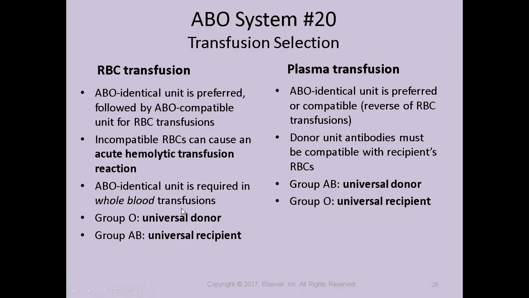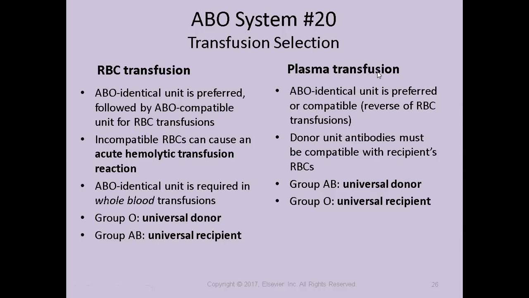Okay? As I mentioned to you all earlier, group O is the universal donor for red cells. When we're talking about recipient of red cells, group AB could receive the red cells from anybody. They could get A red cells because they have the A antigen. They could get B red cells because they have the B antigen. They could get type identical, which is AB, or they could get O, the universal donor.